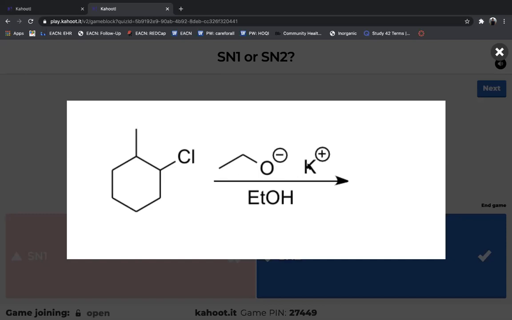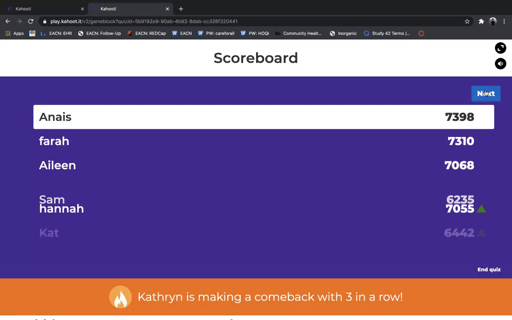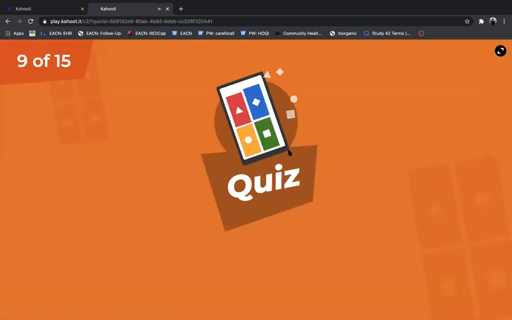And yes, you can argue that it decreases the rate of an Sn2 reaction, but this is definitely not going to be Sn1. Definitely not going to be Sn1. Okay? Does that make sense? Okay. Awesome. Okay, a couple more.